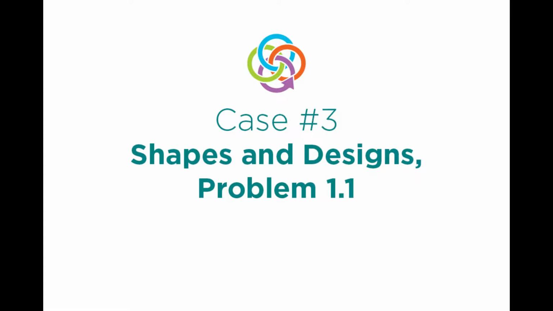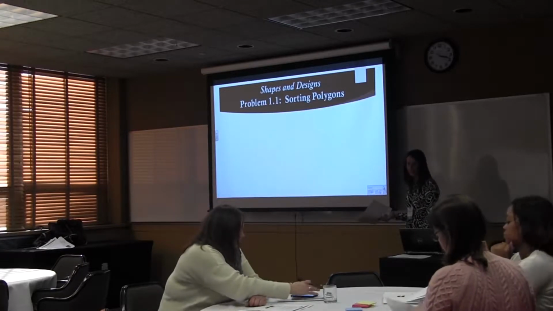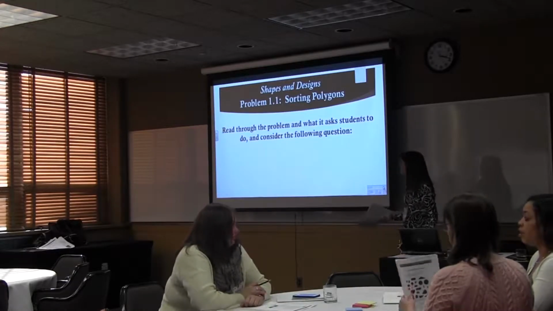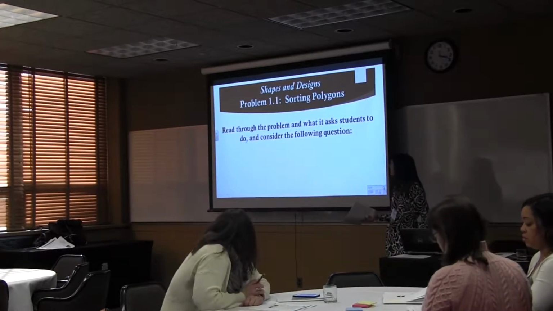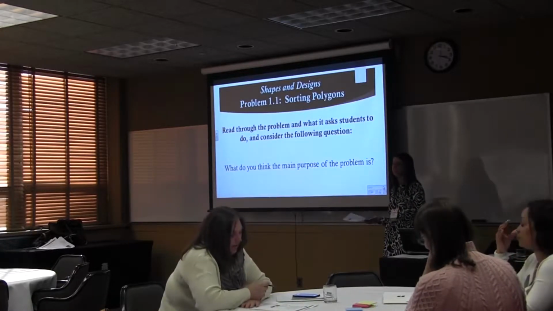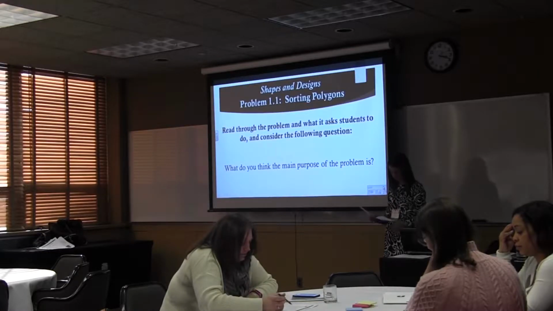Look at quickly is shapes and designs, which is problem 1.1. It's actually the first problem of the entire seventh grade curriculum, sorting polygons. So that should also be on your table. And we want you just to take a few moments to read through the problem and what it asks students to do, and then consider the question, what do you think the main purpose of this problem is? So if you wouldn't mind just taking a few moments to look through that.